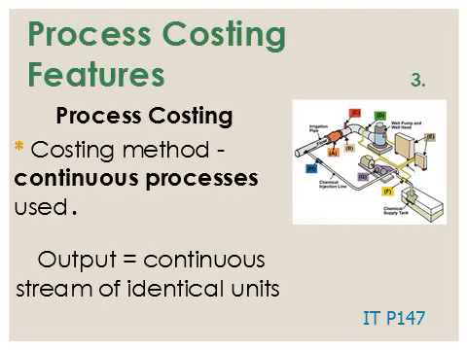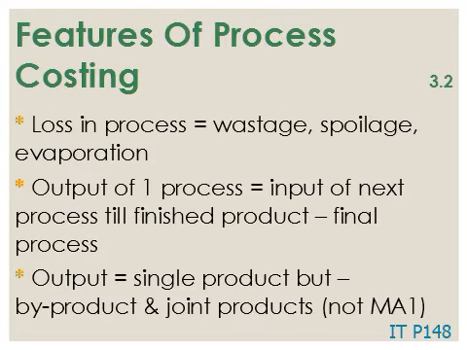3. Process costing is a costing method that is used when there are continuous processes, and the output is a continuous stream of identical units. The features of process costing include the following. Losses happen in a process due to wastage, spoilage, evaporation. The output of one process becomes the input of the next process until the finished product is made in the final process. The output from production may be a single product, but there also may be one or more byproducts, and/or joint products. Joint and byproducts are not part of MA1.